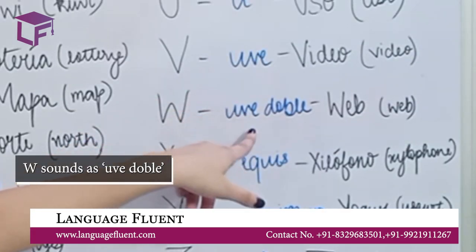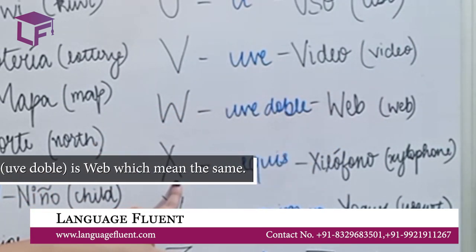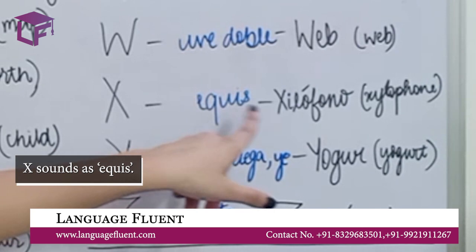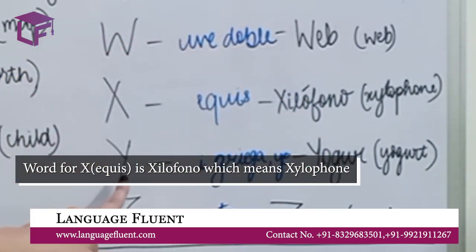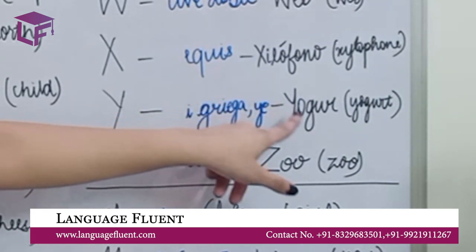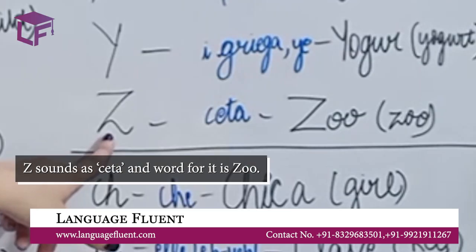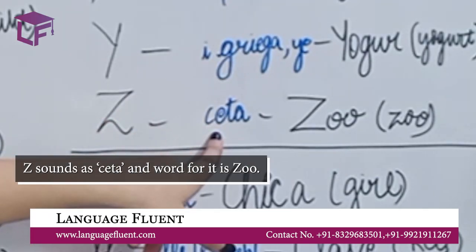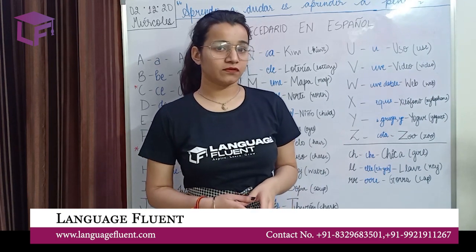W de web. X de xilófono, which means xylophone. Y o simplemente Y de yogur, which means yogurt. Y Z de zoo. So these are the 27 letters in the alphabet.